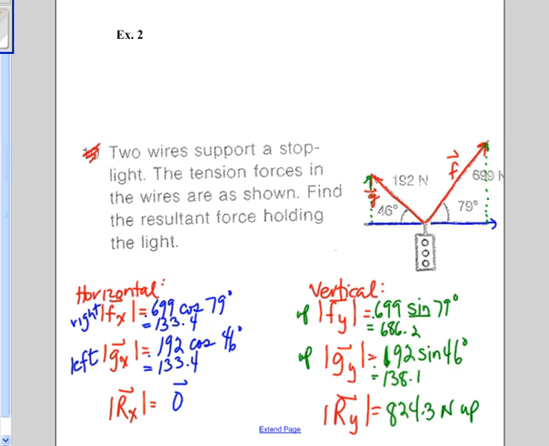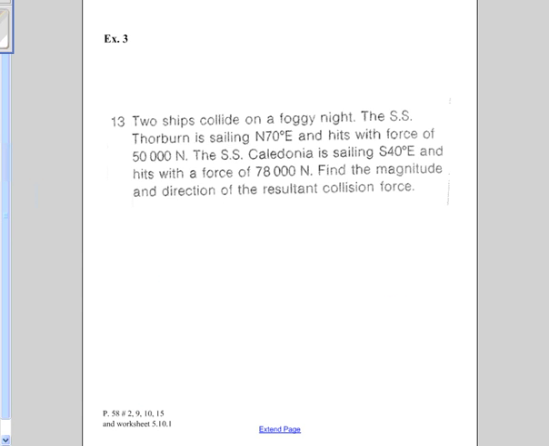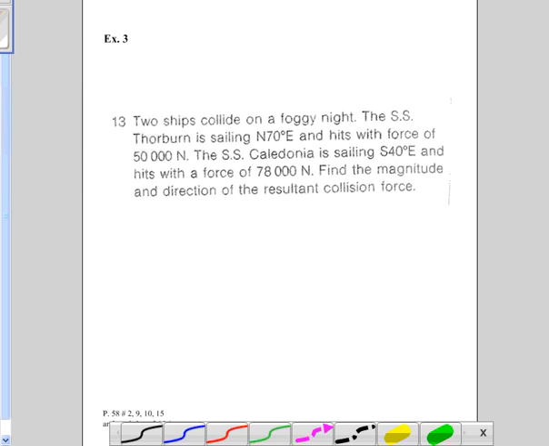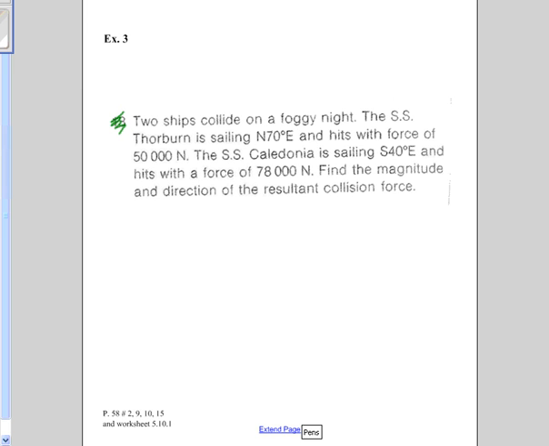Let's look at our third example. Example 3, not 13. Two ships collide on a foggy night. The SS Thorburn is sailing north 70 degrees east and hits with force of 50,000 newtons. The SS Caledonia is sailing south 40 degrees east and hits with a force of 78,000 newtons. Find the magnitude and direction of the resultant collision force. We are going to solve this in two different ways. First, again, we are going to use components.